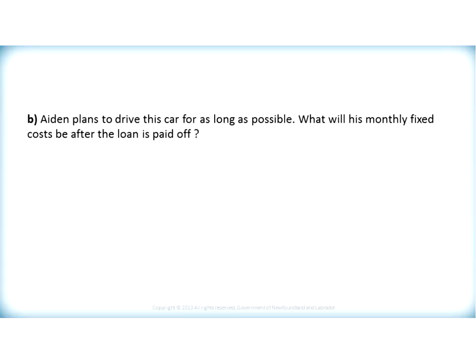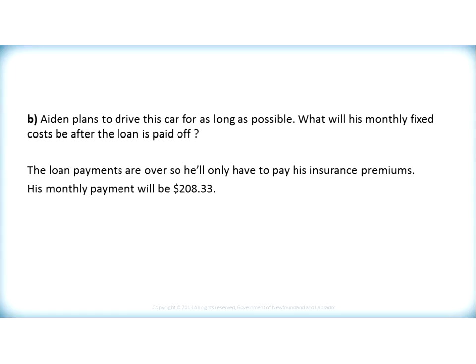Next, we see that Aiden plans to drive this car for as long as possible. In other words, he's going to drive it until it won't run anymore. So what will his monthly fixed costs be after the loan is paid off? Well, the loan payments are over, so he'll only have his insurance premiums, which means that his monthly payment will be reduced to $208.33.